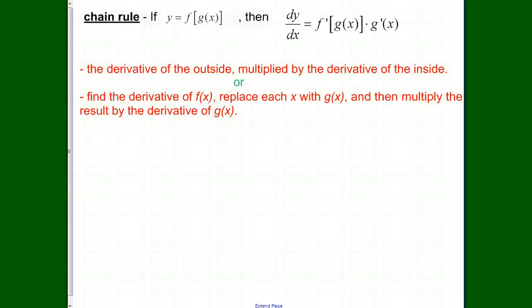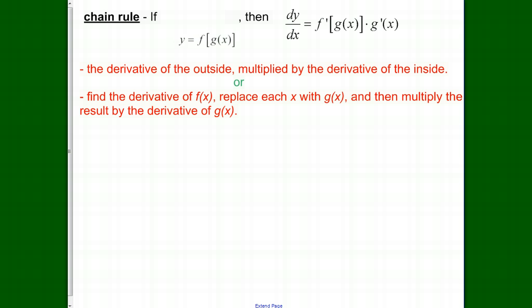Hello calculus class. This is the second video for chapter 4, section 3. What we talked about in the first video is the composite function, when you have f of g of x. And what we're going to talk about now is taking the derivative of that type of function.